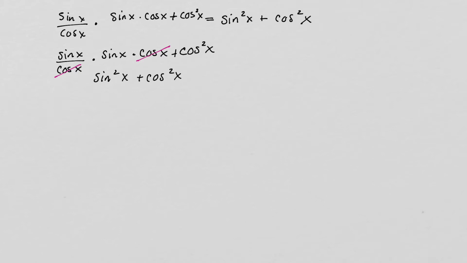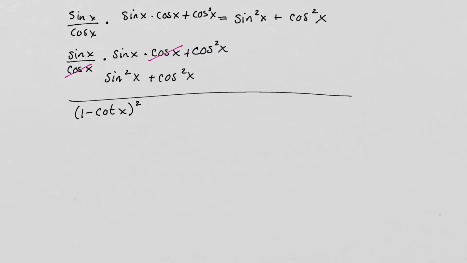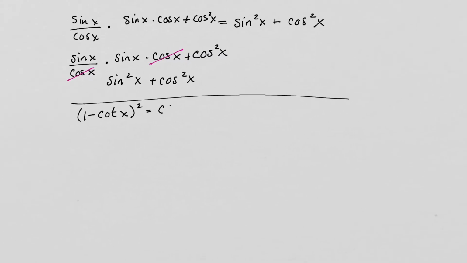Okay, and then Brendan, I think, had a question. So Brendan, you're talking about 1 minus cotangent x, that quantity squared, and what did it ask you to do? Okay, but it had to tell you what it's equal to. Equal to cosecant squared x minus 2 cotangent x.